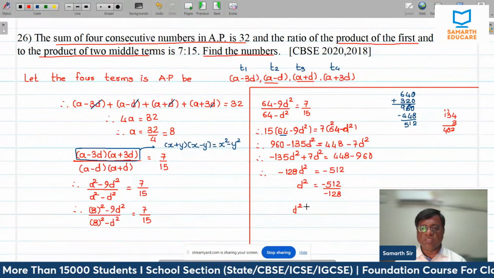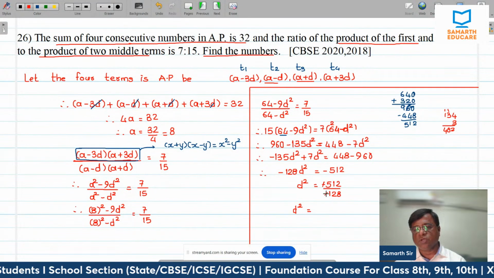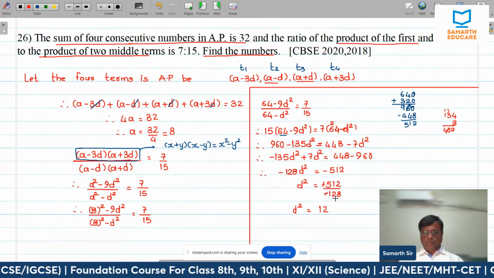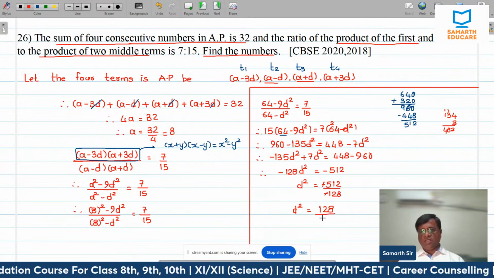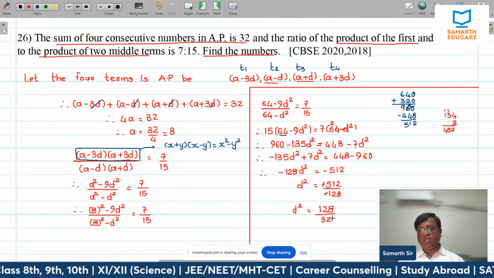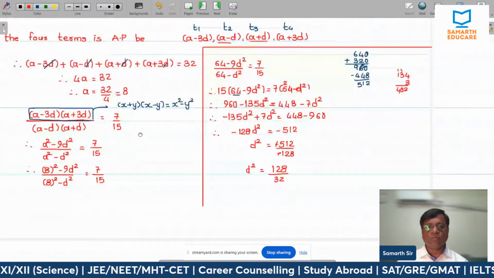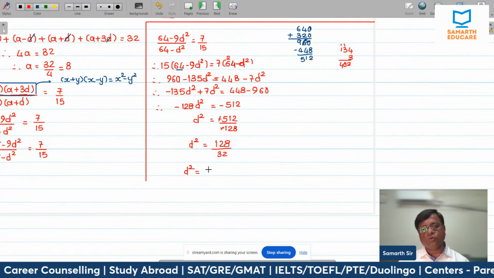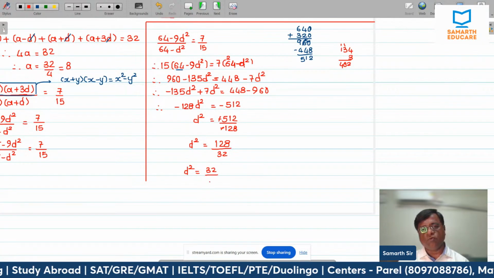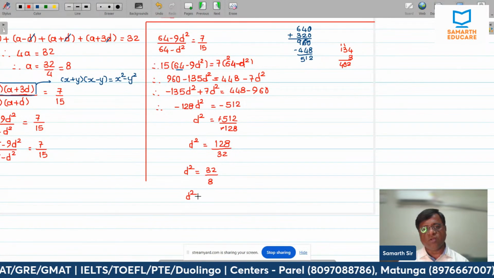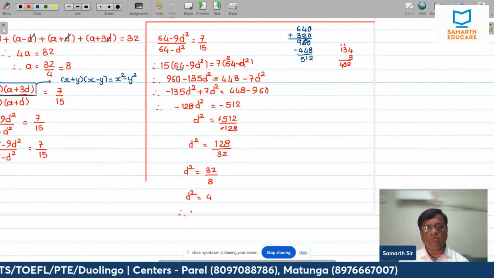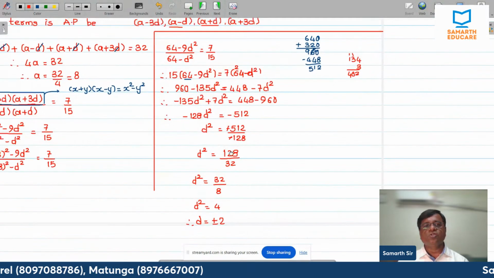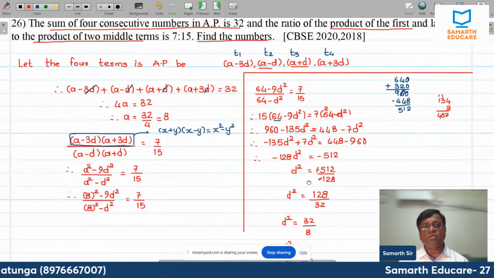Now d square is minus 512 divided by minus 128. If we divide by 4, minus minus cancels, 4 1s are 4, 4 2s are 8, and this is 32. Once again, if I divide this by 4, 4 3s are 12, 32 upon 4 is 8. And so we have d square value as 4, and that means the value of d is plus or minus 2, right? Once again, we have two values of d. So now I have d value is 2.